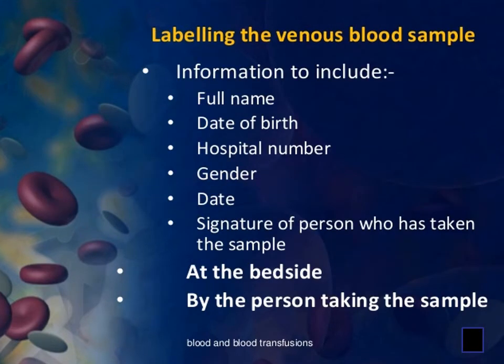So what information do we need when we send a venous blood sample to the blood bank? We need to put the patient's full name, date of birth, hospital registration number, gender, whether the patient is male or female, date, and the signature of the person who has drawn the sample of blood.